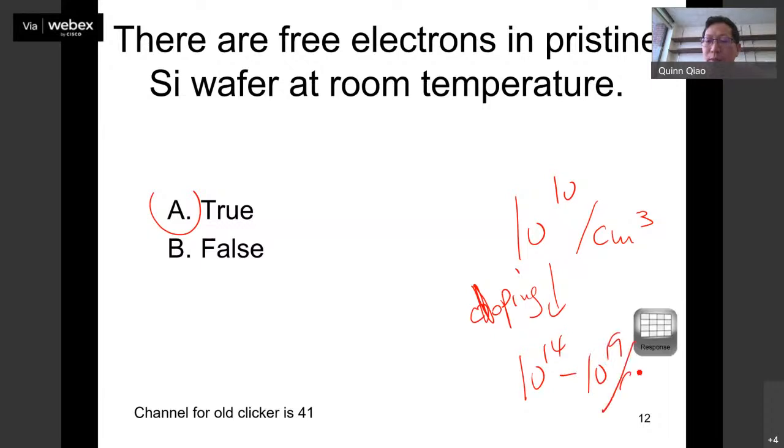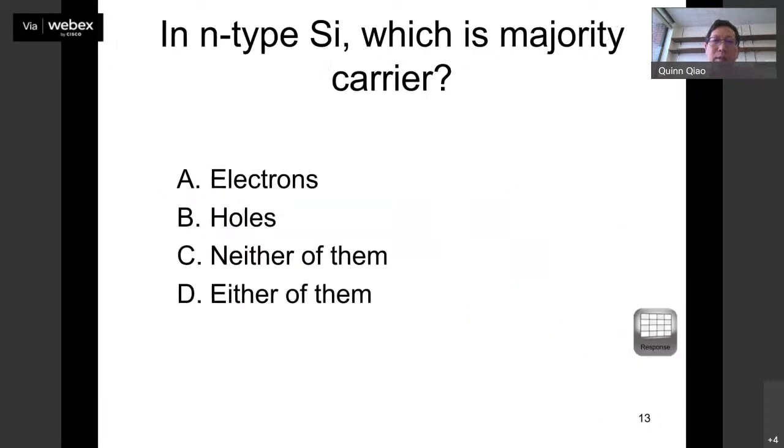Depends how you dope it. You can dope that very highly doped or weakly doped, okay? So the answer here is true, okay?